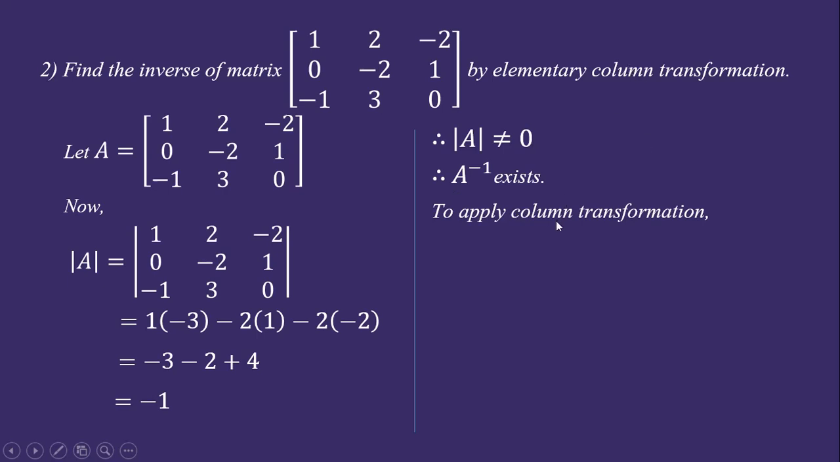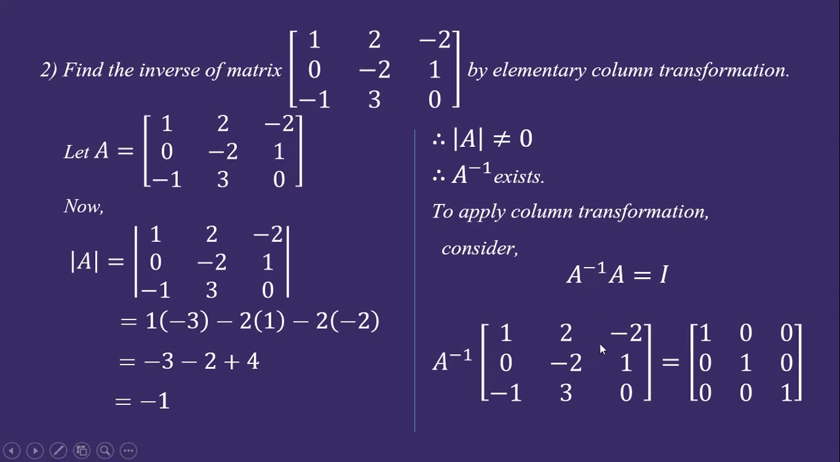Now to apply column transformation, we consider this equation. A inverse into A is equal to I. Here A is a post factor. We write A inverse as it is. This matrix A equal to I. A is of order 3, so we consider here I is of order 3. Now here we have to apply column transformation, so we adjust elements row wise. Here this 1 is already adjusted, then we make here 0, here 0. Then this middle element of the second row 1, then these two 0. And this last element 1 and then these two 0.